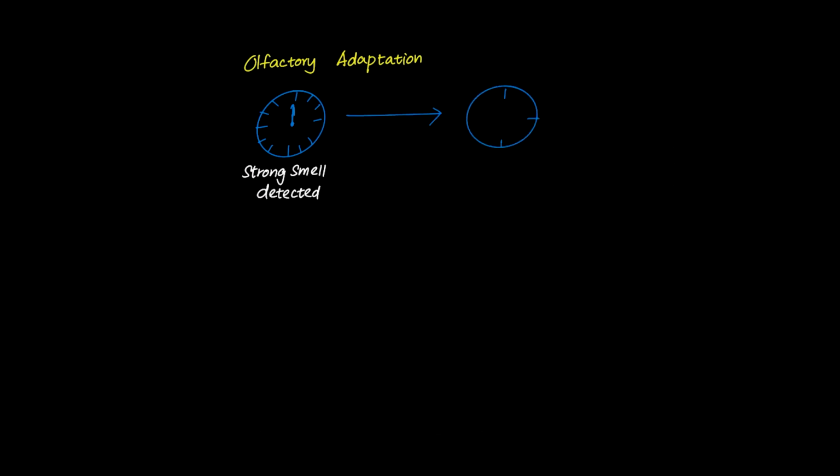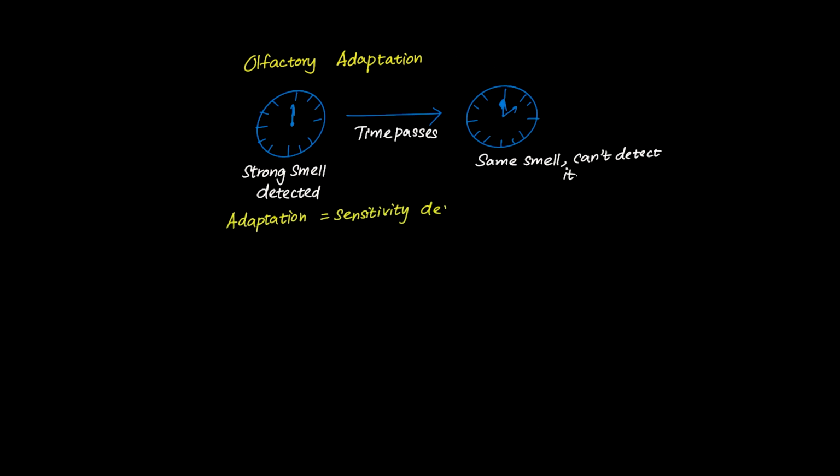You walk into a room, smell perfume immediately, and 5 minutes later you don't notice it anymore, even though the concentration hasn't changed. That's olfactory adaptation. The receptor cells in the olfactory epithelium gradually decrease their response to a constant, sustained odour. Your nose basically says, "I got it, moving on," and stops sending the signal as strongly.